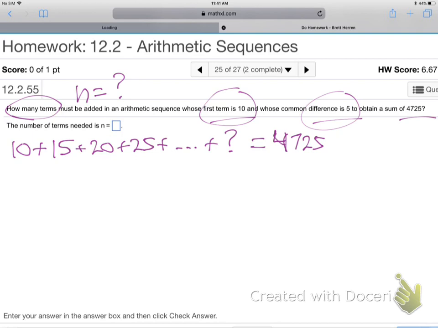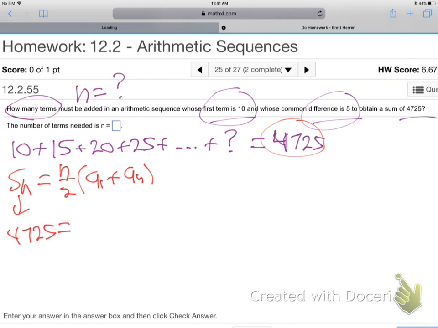How are we going to do that? Well, they're adding them up, so we're going to certainly use the S sub n, which means the sum formula, which is n over 2 times (a1 plus an). And that sum is 4725. That's what the sum comes out to be. Good so far? n, that's what I'm trying to find. I don't know n. That's what they're asking me for. How many terms? a1 always means first term. an always means last term. n always means number of terms.